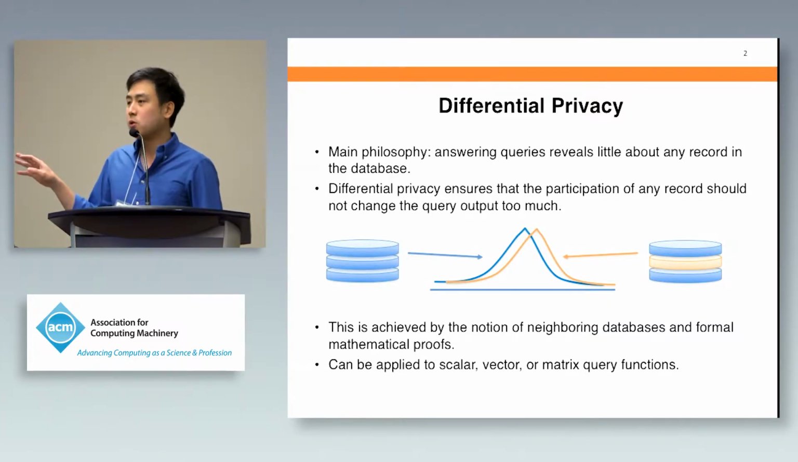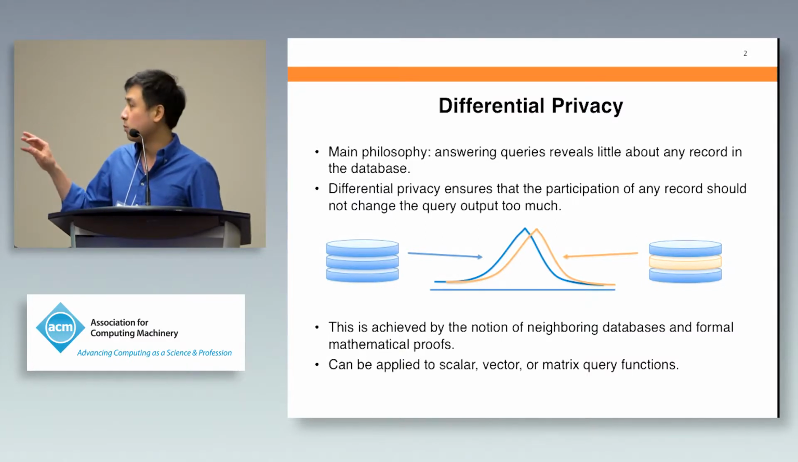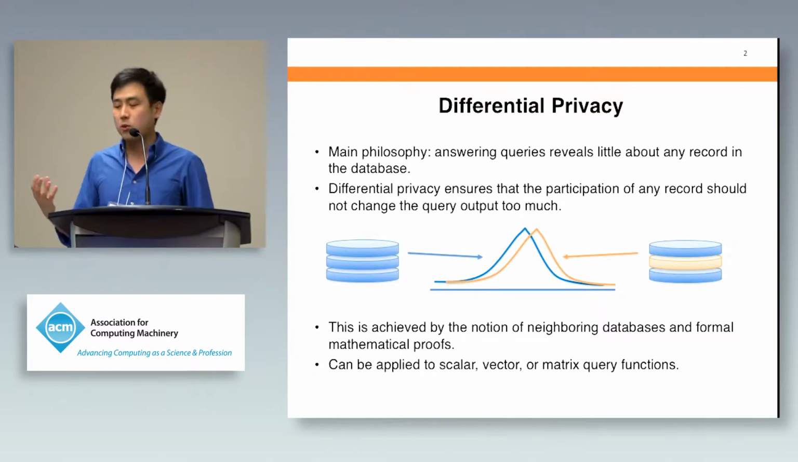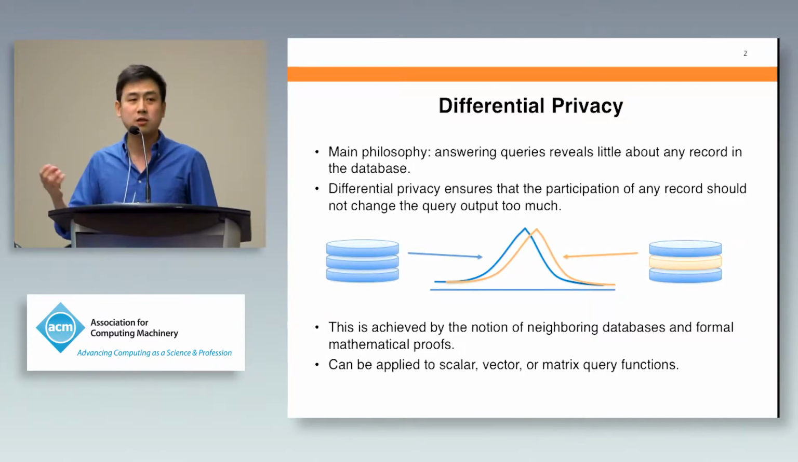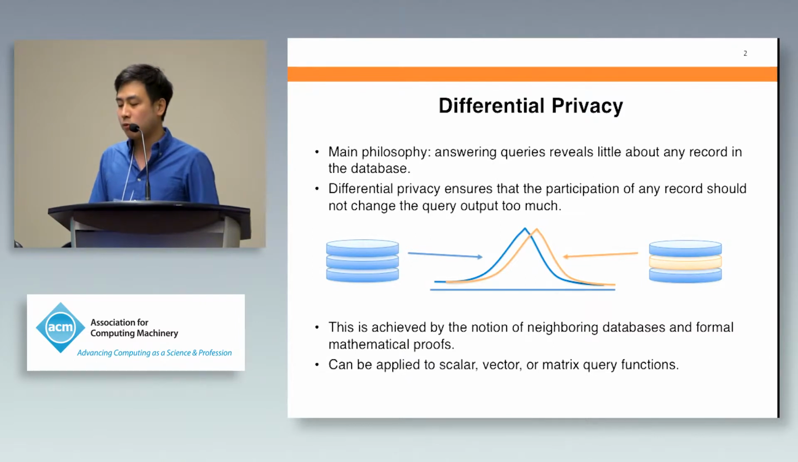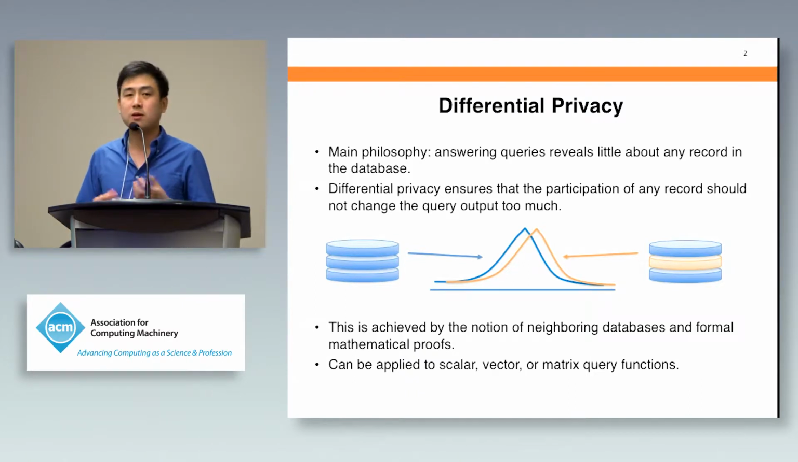The plot in the middle shows the distribution of the query output from these two databases, which are the blue line and the orange line. So essentially, differential privacy tries to ensure that this distribution doesn't differ too much for every possible neighboring databases. And this usually is achieved through formal proofs, which is important. Now, the differential privacy framework is a nice one because it can be applied to different types of queries, including scalar queries, vector queries, and obviously this work will focus on matrix query functions.